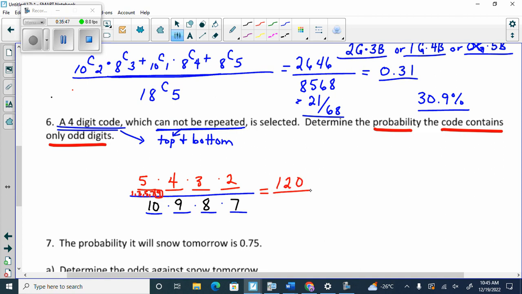over 5,040. So I can ask for an exact value, which would just be dividing them. One over 42. Triangle 1 divided by 42. And as to the nearest hundredth, it would be 0.02. Or I could ask to the nearest tenth of a percent, times it by 100, and they'd give me 2.4%.